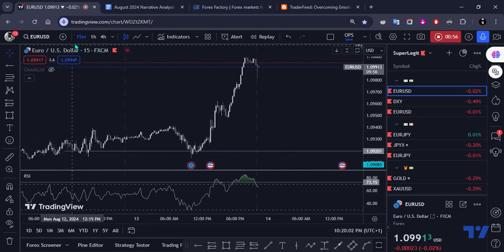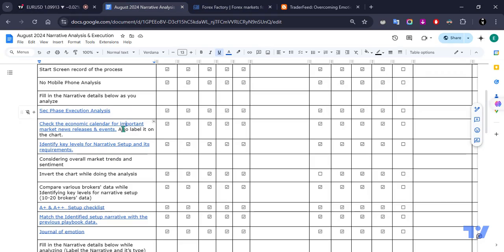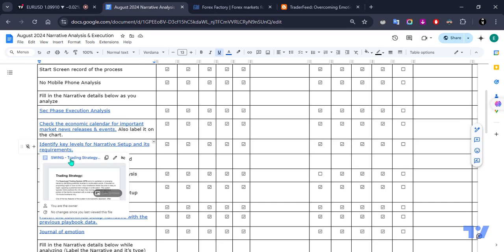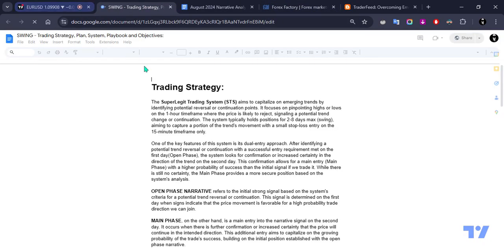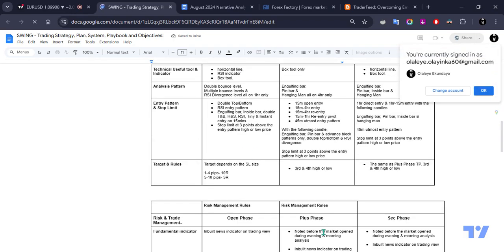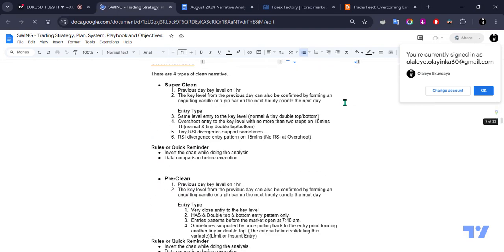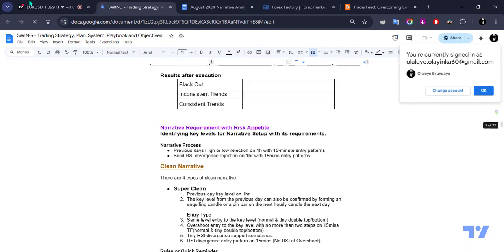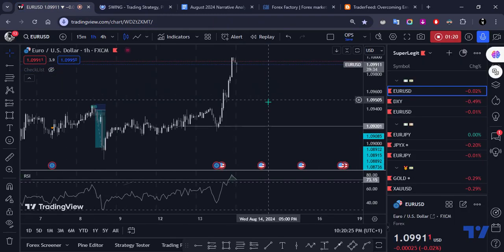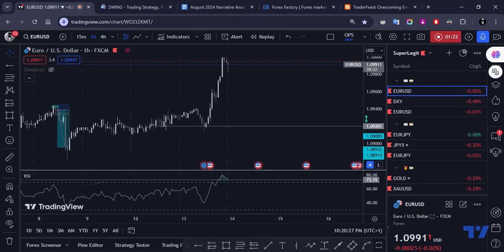So let's check the next on the list. Identify key levels. Okay, first we have to open our trading system. Now let's draw our key levels and try to recognize the levels.